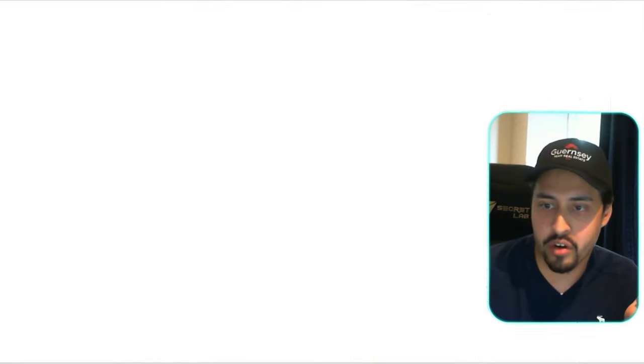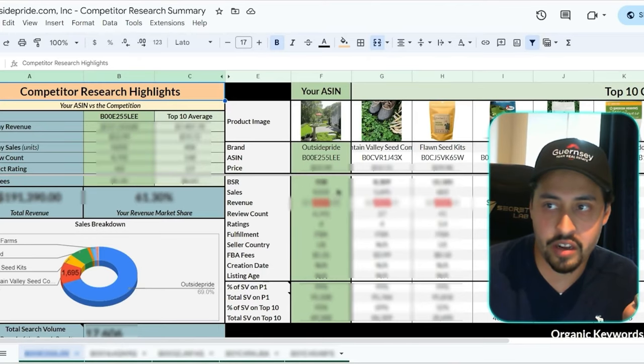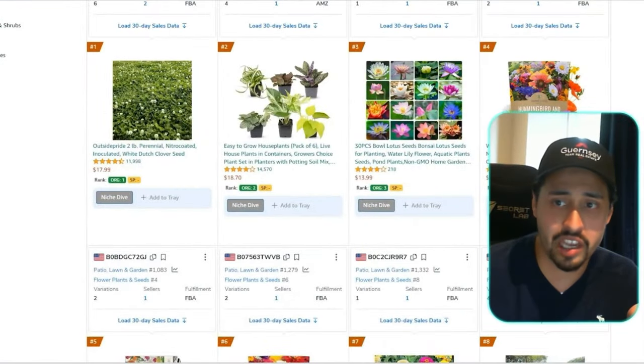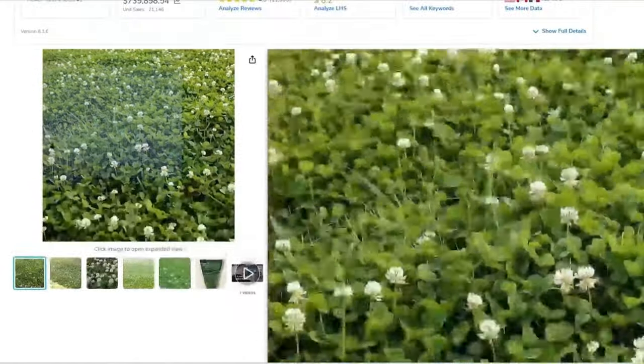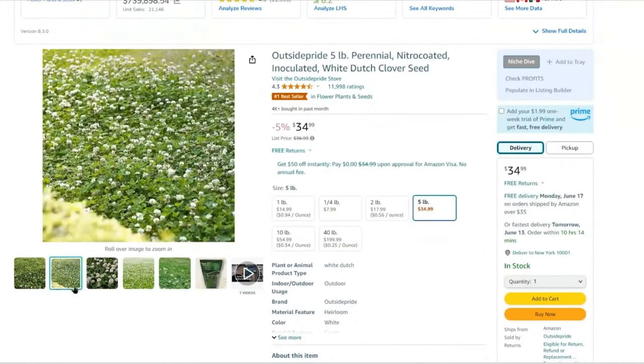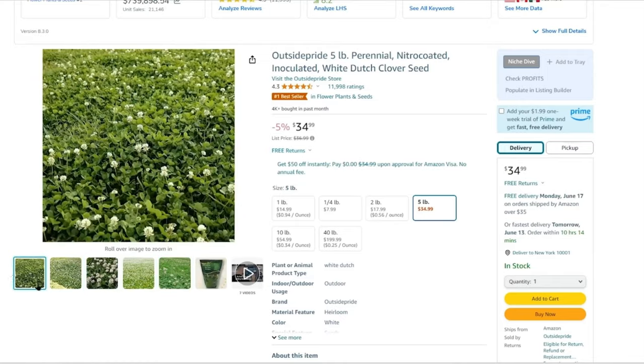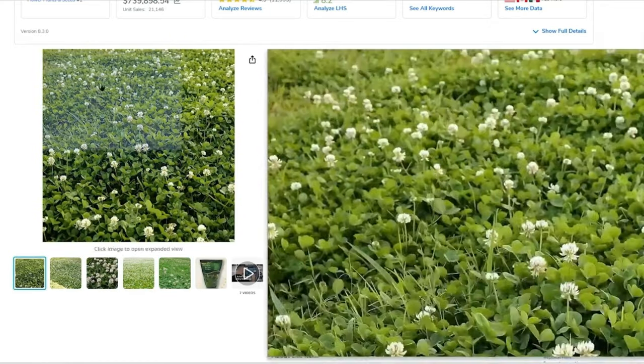Did a quick competitor research, obviously dominating in certain categories like clover seeds, for example. All their product main images are like landscapes, right? So this is what that number one seller looks like. These are all their secondary images. Obviously, this can definitely use a facelift, but I'm hesitant to change this main image just because it's number one. So I would change it on a non-bestseller, that's for sure.